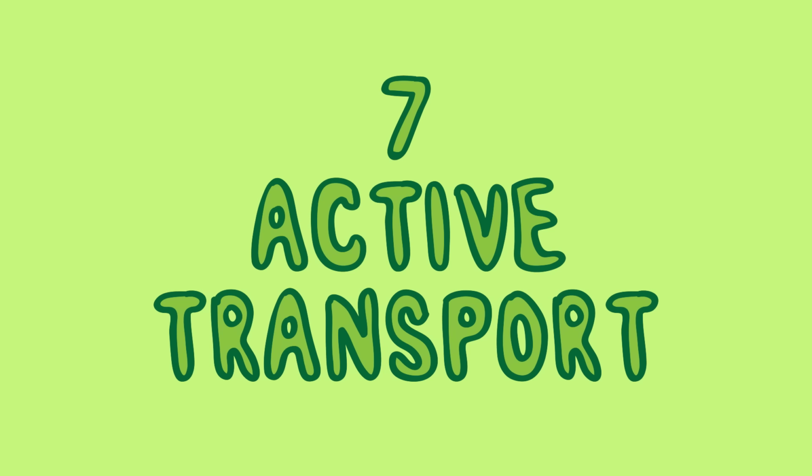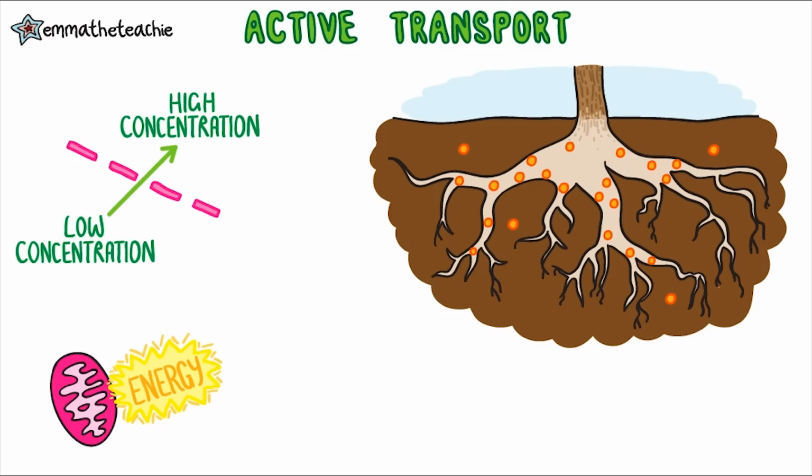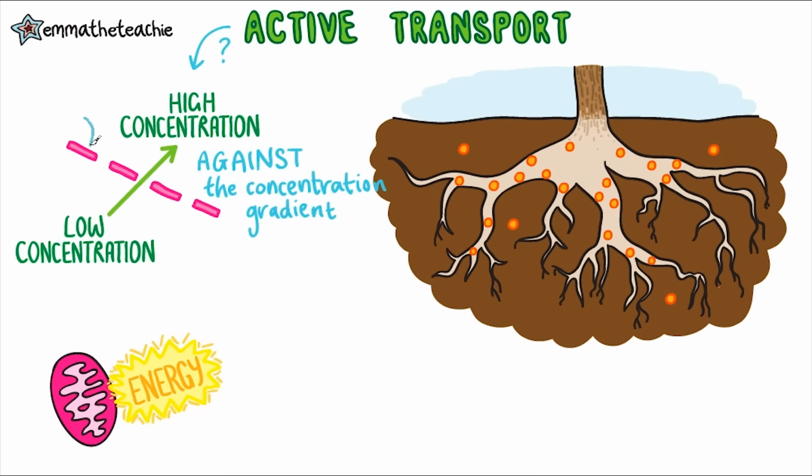7. Active transport. Using the diagrams on the left, can you work out what active transport is? Pause and have a go. Well, hopefully you've spotted that this time round the arrow is reversed, so substances are moving from where they are in a low concentration to where they're a high concentration, i.e. against the concentration gradient.